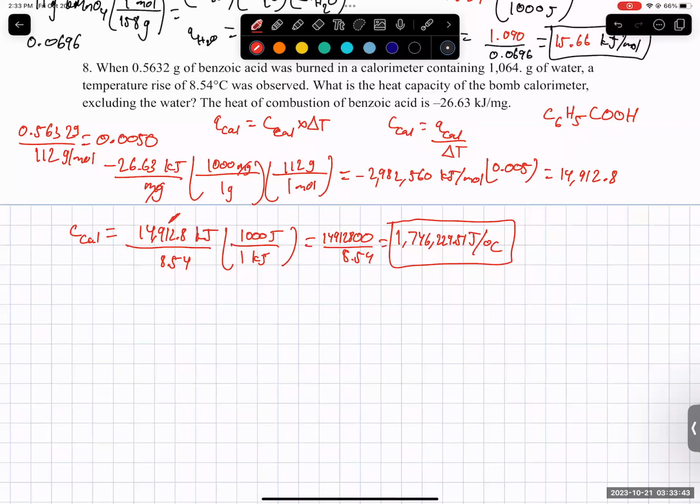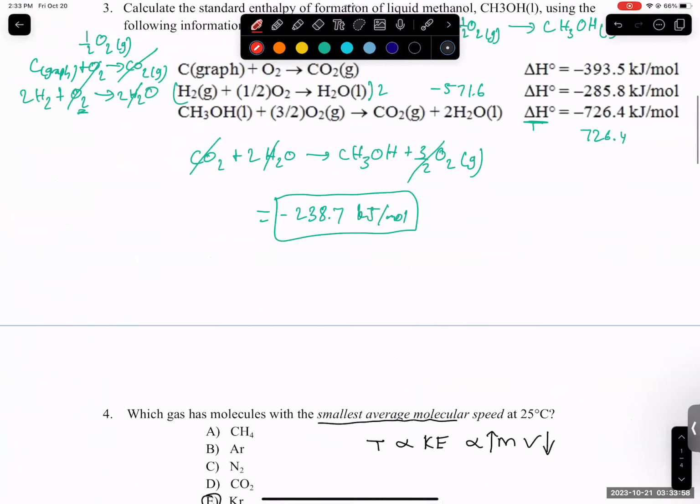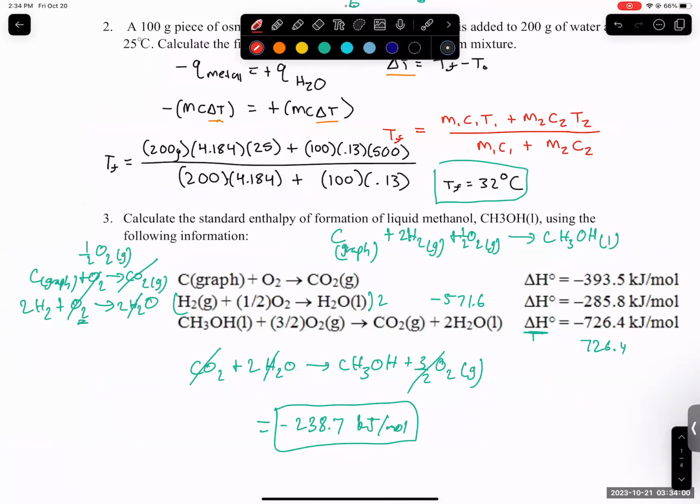I had a quick question on number 3 or 4, the one with the 4 equations. What was the formula used to combine them all to get that negative number? That was the formation of methanol. So if we go back, you're talking about this one, right? Yeah, number 3. That's called a formation reaction. So you form 1 mole of products, and the elements all have to be in their standard states. So I kind of derived that equation from that.